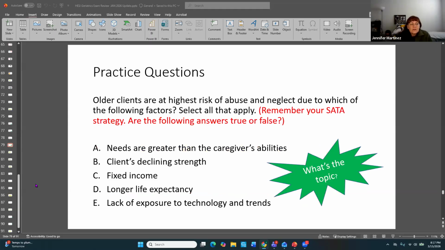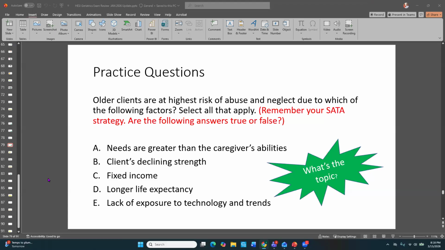All right, older clients are at highest risk of abuse and neglect due to which of the following factors? This is a select all that apply. A, needs are greater than the caregiver's abilities. B, client's declining strength. C, fixed income. D, longer life expectancy. Or E, lack of exposure to technology and trends. Which of those increases their risk for abuse?